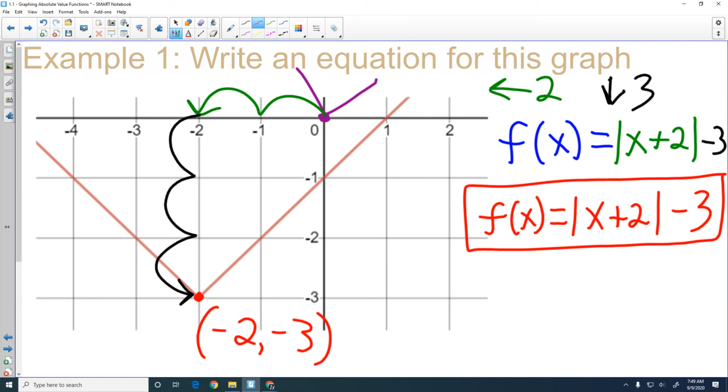And so that right there is the equation for that graph on the left. And you just came up with that equation yourself just by looking at how it moved. Didn't need to do much analysis, didn't need fancy graphing software. You all did that yourself. Good job. Proud of you.